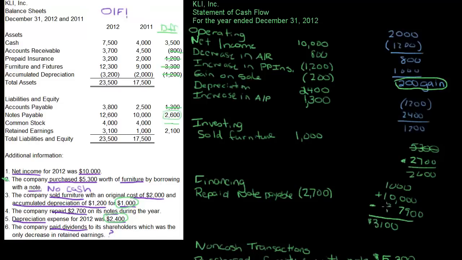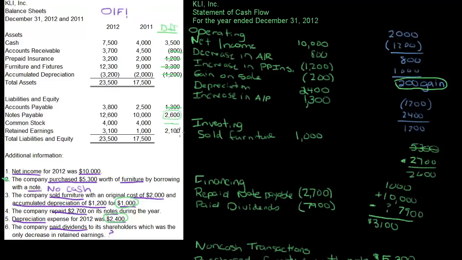Okay, so now where would that go? Well, who do we pay dividends to? Okay, dividends go to shareholders, right? So that would go under our financing section. Paid dividends. Okay, and if I'm paying them, how am I paying them? I'm paying them with cash. So it makes my cash go down.